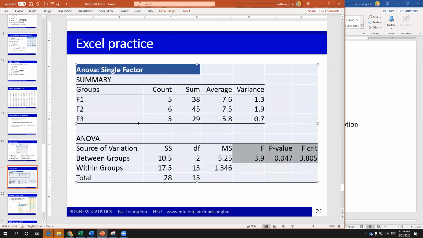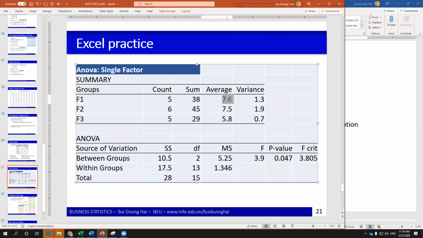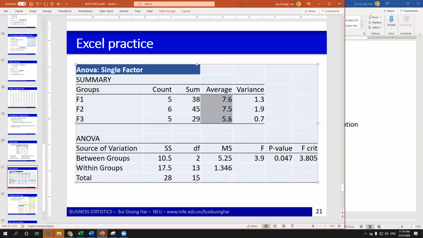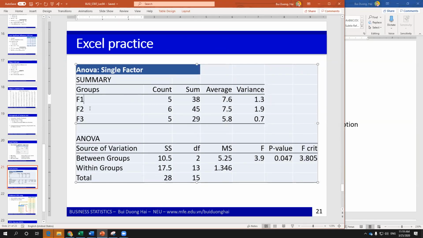Okay, this is the meaning. And group here 7.6, 7.5 and 5.8. And rate F1, F2, F3.